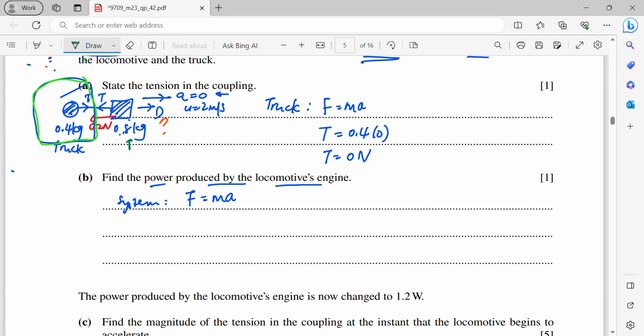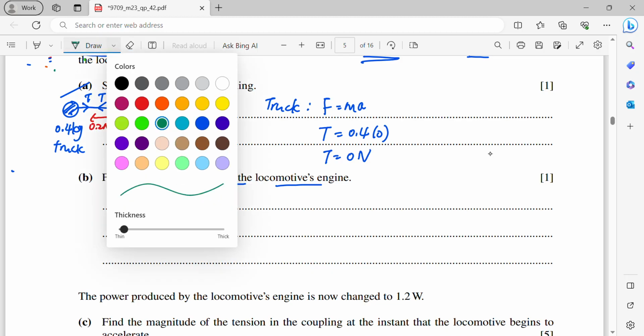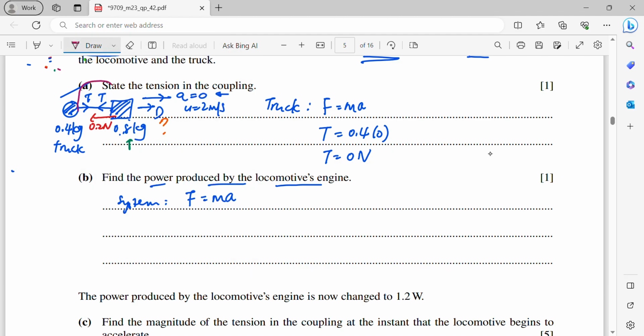Okay? So from here, when I consider the whole system, I will not consider the T anymore because it is balanced off. One pointing left, one pointing right. So I will just consider D and 0.2. That's it, right? So that will be my F.